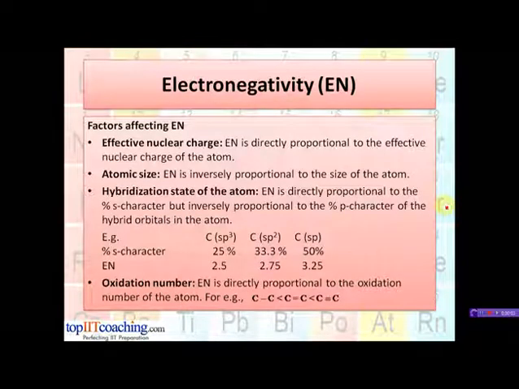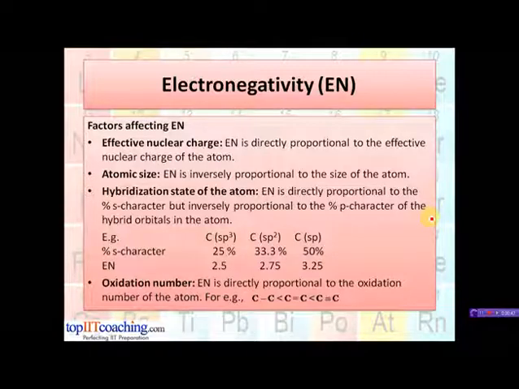There are various factors which affect the electronegativity of an element. The important ones are effective nuclear charge, atomic size, hybridization state of the atom, and the oxidation number of the atom. Now, the first one is effective nuclear charge. Electronegativity is directly proportional to the effective nuclear charge of the atom. As the effective nuclear charge increases, the attraction of the nucleus towards the shared electrons also increases, and thus the electronegativity also increases.